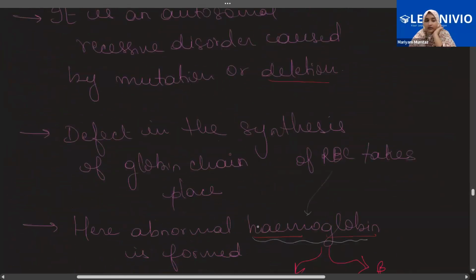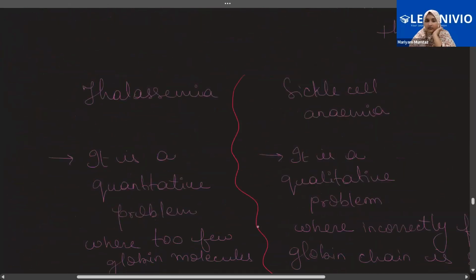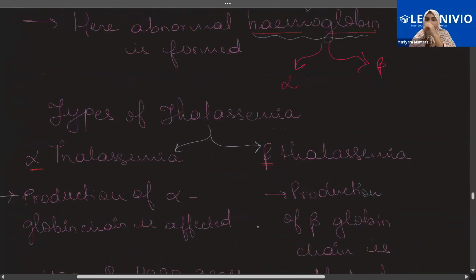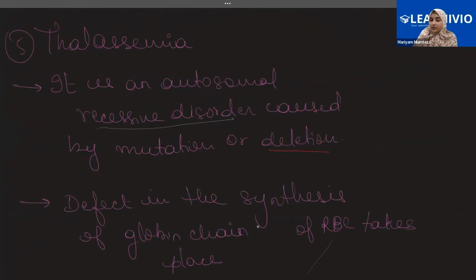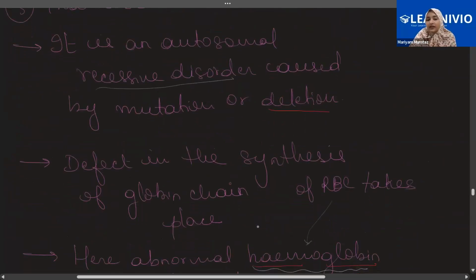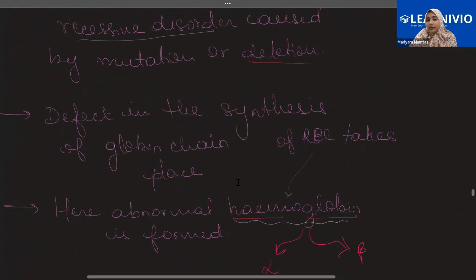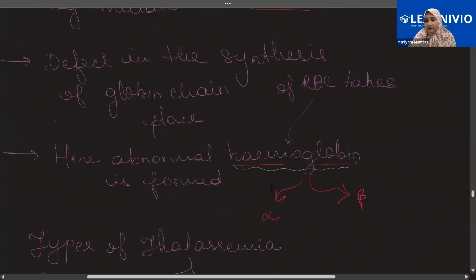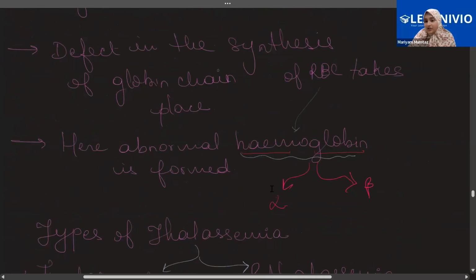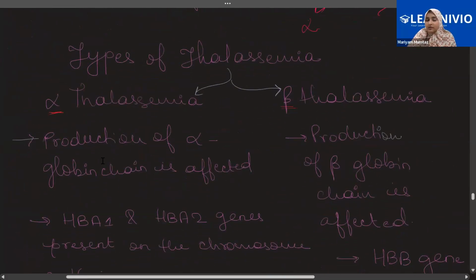Any doubts up until now? No. Okay. Now we have thalassemia. Thalassemia is yet again an autosomal recessive disorder caused by mutation or deletion. Here, a defect in the synthesis of the globin chain of RBC takes place. Abnormal hemoglobin is made over here. This is happening because of deletion, right? Something is getting deleted. There are two types of thalassemia, alpha thalassemia and beta thalassemia.